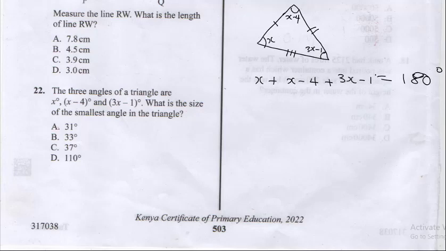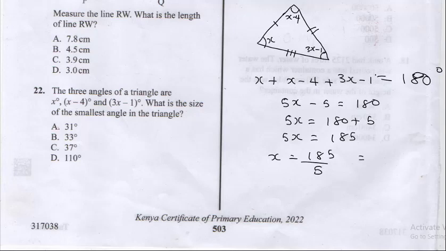So this is x plus 3x, plus x, which gives us 5x. Minus 4 minus 1 is going to give us minus 5. So this is going to give us 180. Okay, so this will be 5x is equal to 180 plus 5. So 5x will give us 185. So our x is going to be 185 divided by 5. 5 into 18 is going to give us 3, you carry 3. 5 into 37 will give us this.